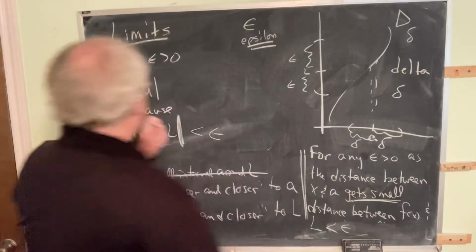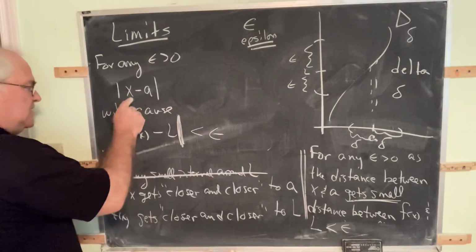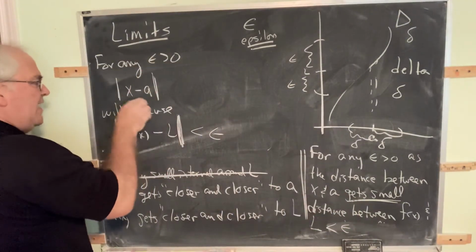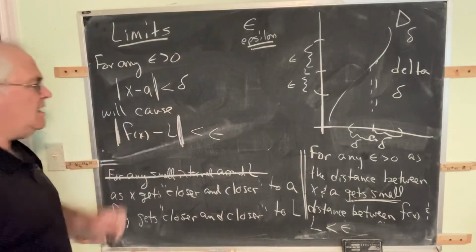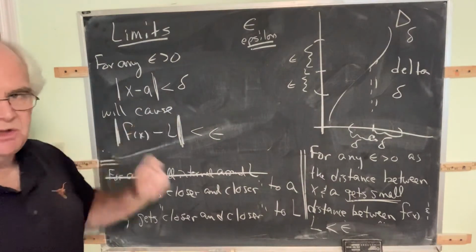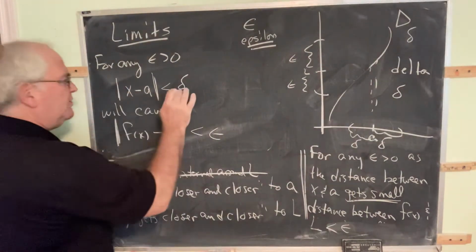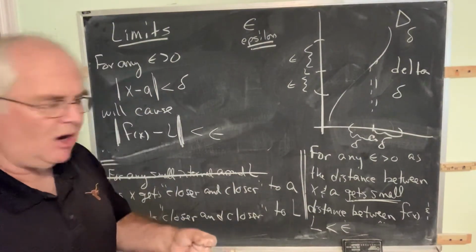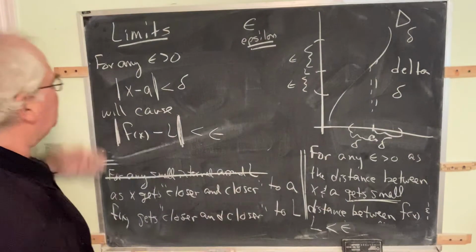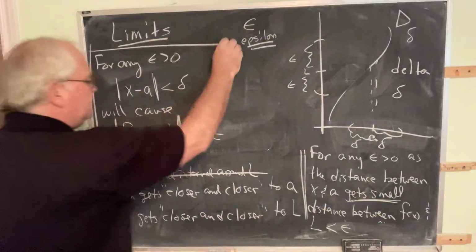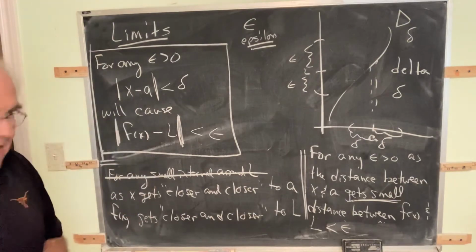And so when we say distance between x and A gets small, what we mean is the distance between x and A, absolute value of subtraction, gets small, it is smaller than delta. Typically, epsilon and delta are chosen to be very small numbers, and so saying that something is smaller than delta means it is very small. Saying something is smaller than epsilon means it is very small. This is the mathematical translation of all those symbols, and here's what all this comes together to mean.